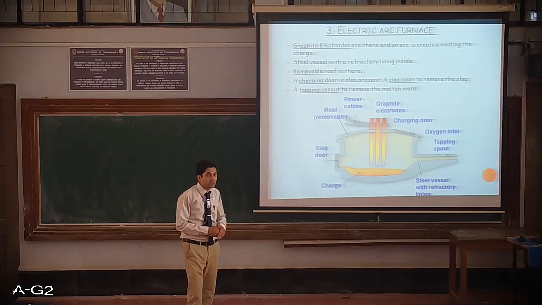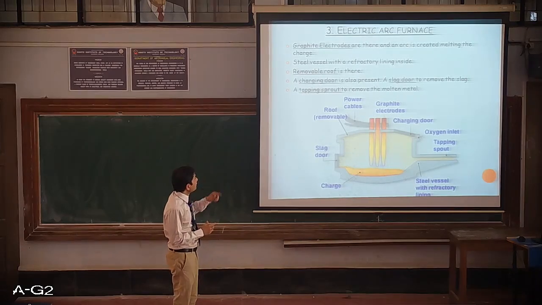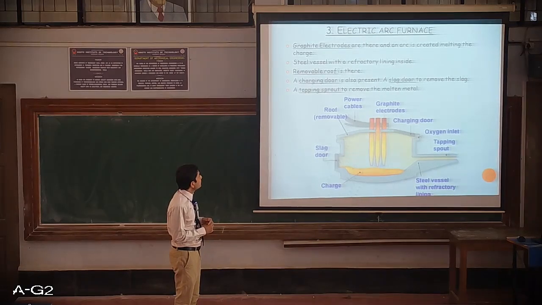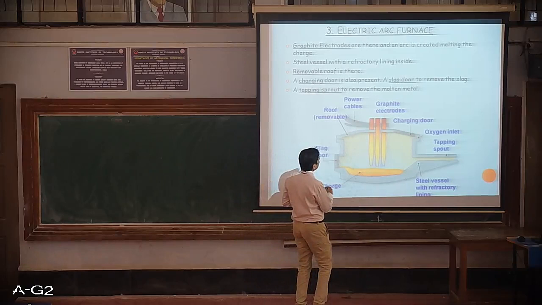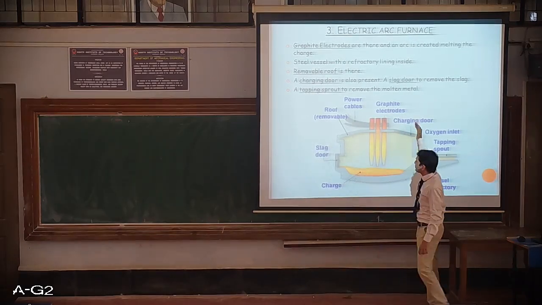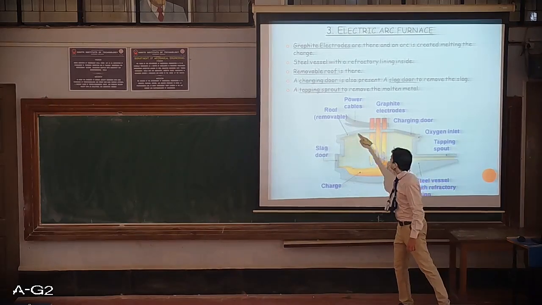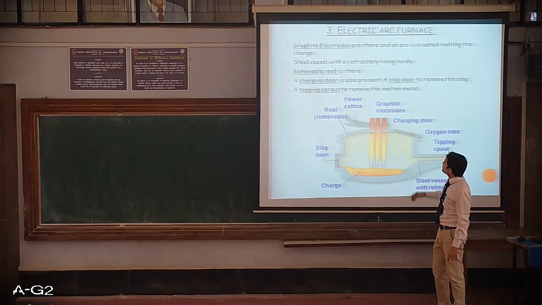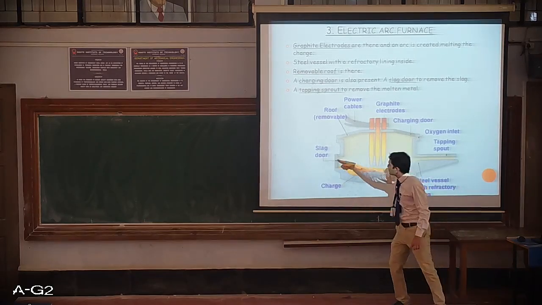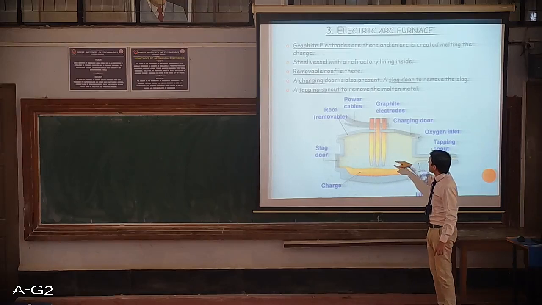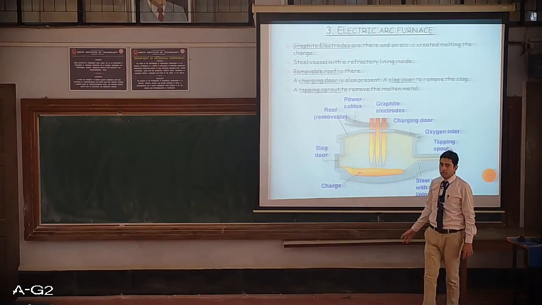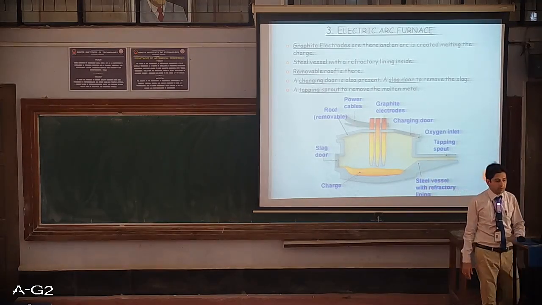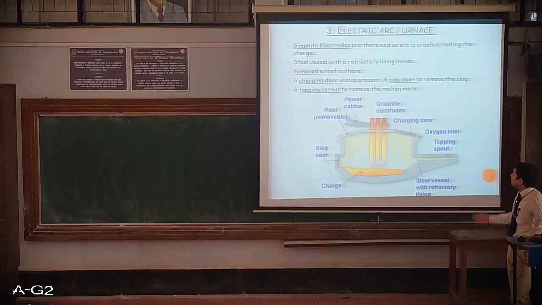The same thing has been written in the form of sentences. Graphite electrodes are there, and an arc is created melting the charge. Steel vessel with a refractory lining is there inside. A removable roof is there. This is the removable roof, this one can be removed out. A charging door is also provided. The slag door is to remove the slag, while a tapping spout is there to remove the liquid metal. So this is the construction and working of our electric arc furnace.